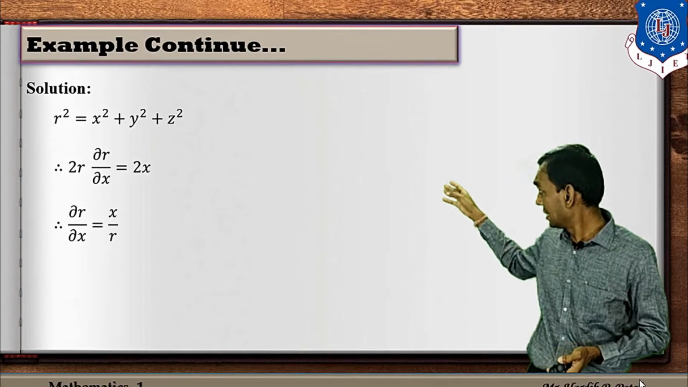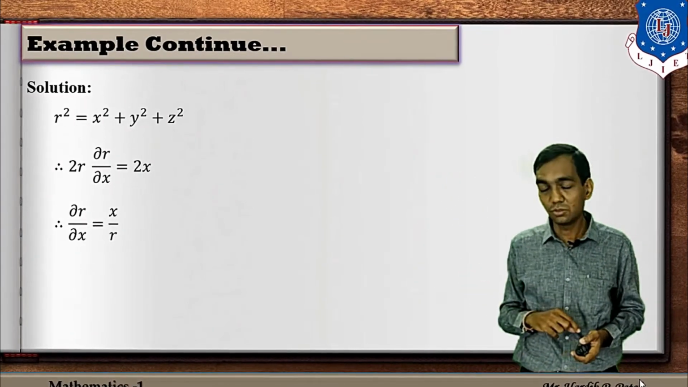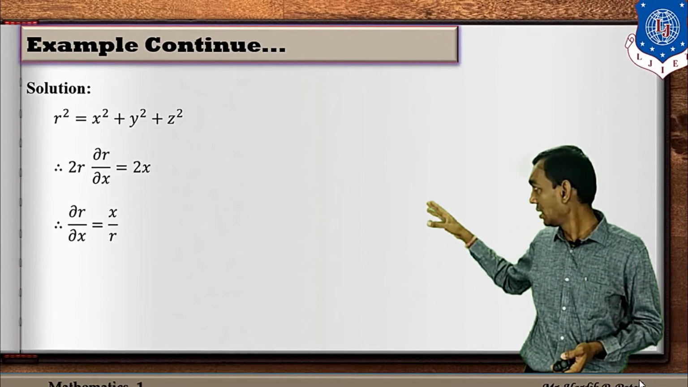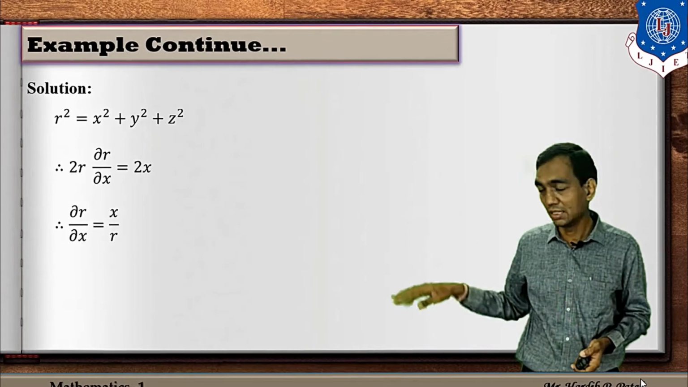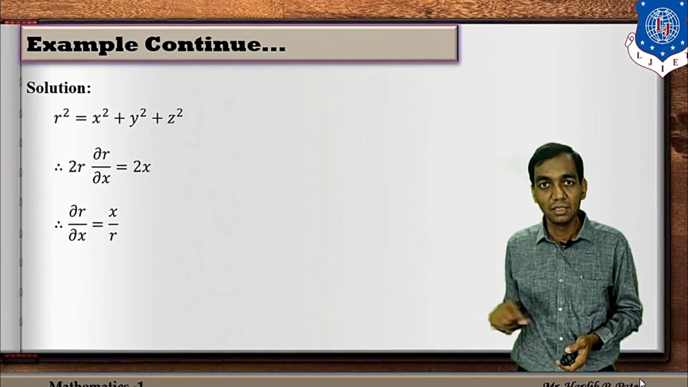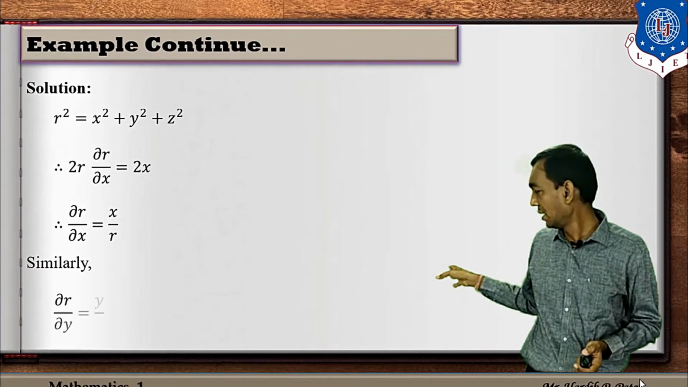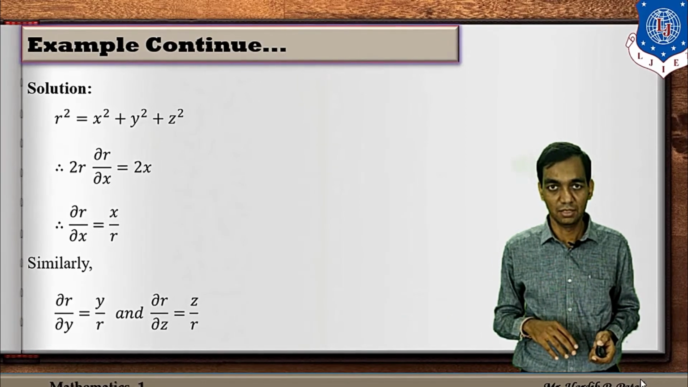For the solution, we start with r square. r square is x square plus y square plus z square. Differentiating with respect to x on both sides, that gives 2r del r by del x equal to 2x. The 2 cancels out, and that gives del r upon del x equal to x upon r. In the same manner, del r by del y is y upon r, and del r by del z is z upon r.